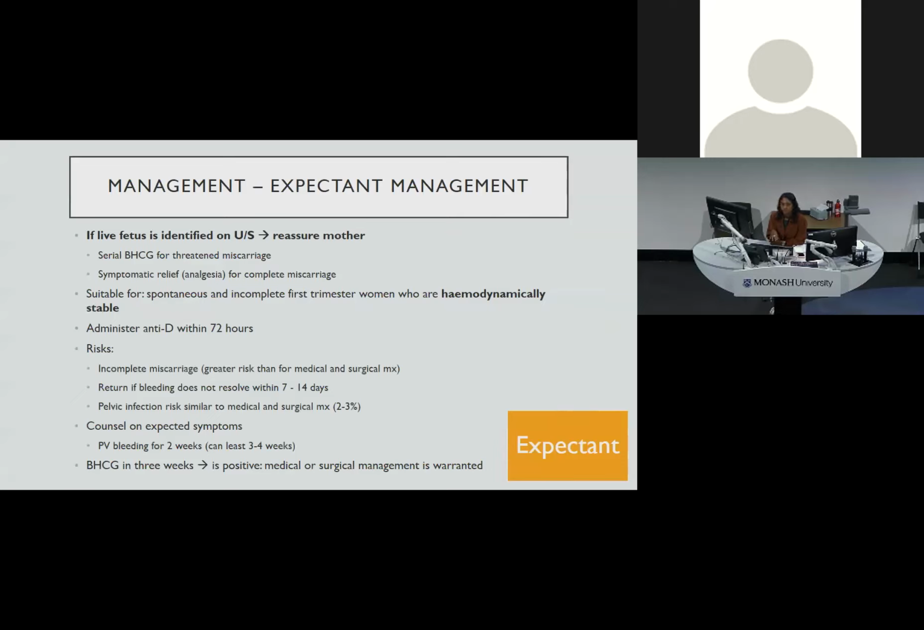Again, about 3 weeks after, you do need to repeat a beta HCG, and that can be a urine beta HCG, and that's just to make sure that it's been appropriately managed. If it comes up as high, that's when you need to prompt into following it up with either medical or surgical management.